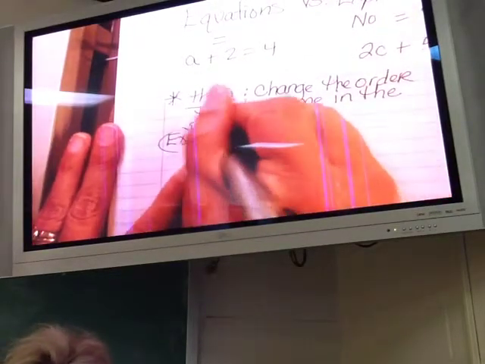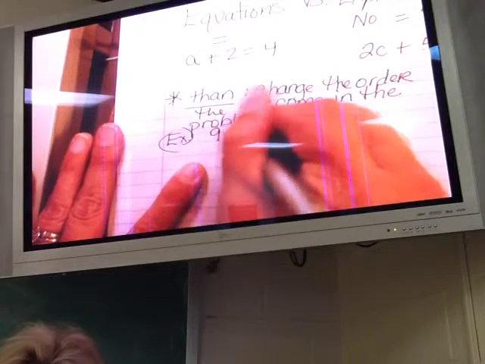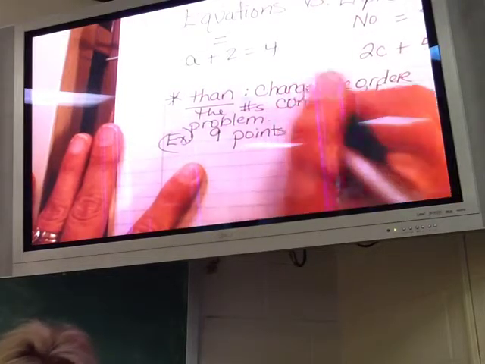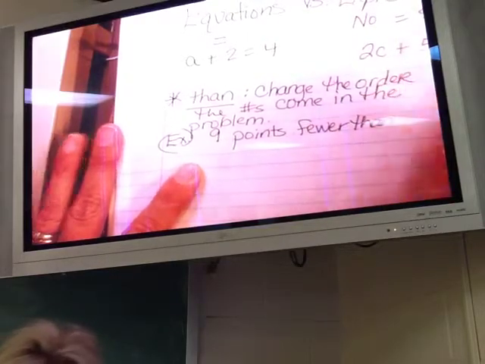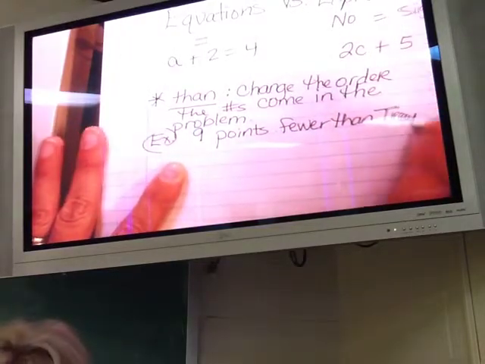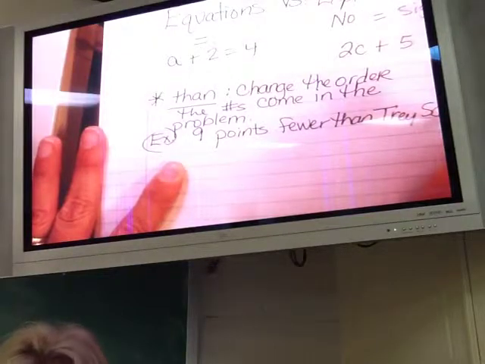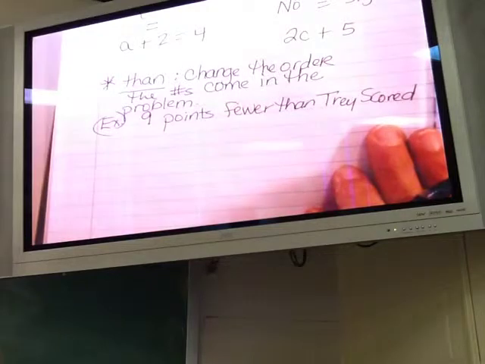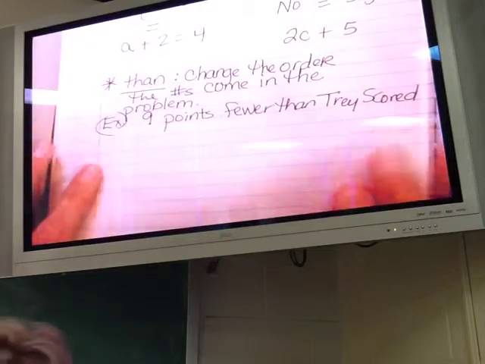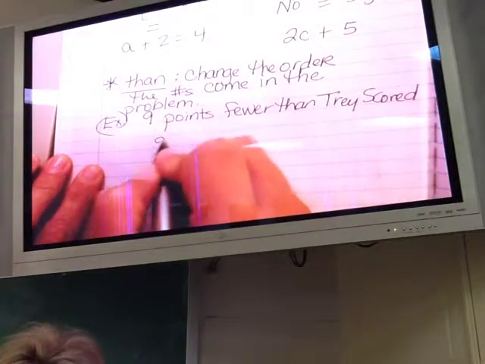If I have a problem that says "9 points fewer than Trey scored." Okay, that's what your problems are going to look like. Now, let's take this piece by piece and try to figure out the algebraic expression that would go with this verbal expression. So 9 points.